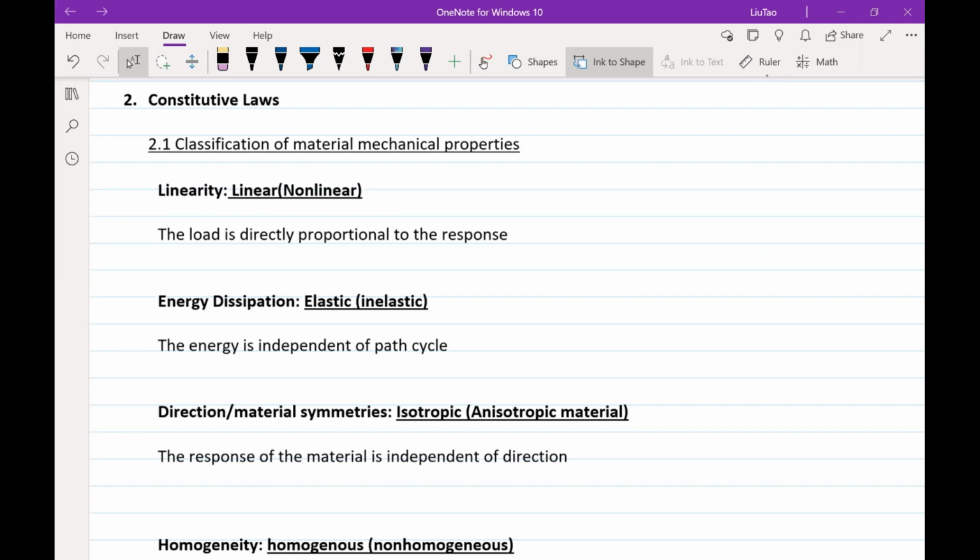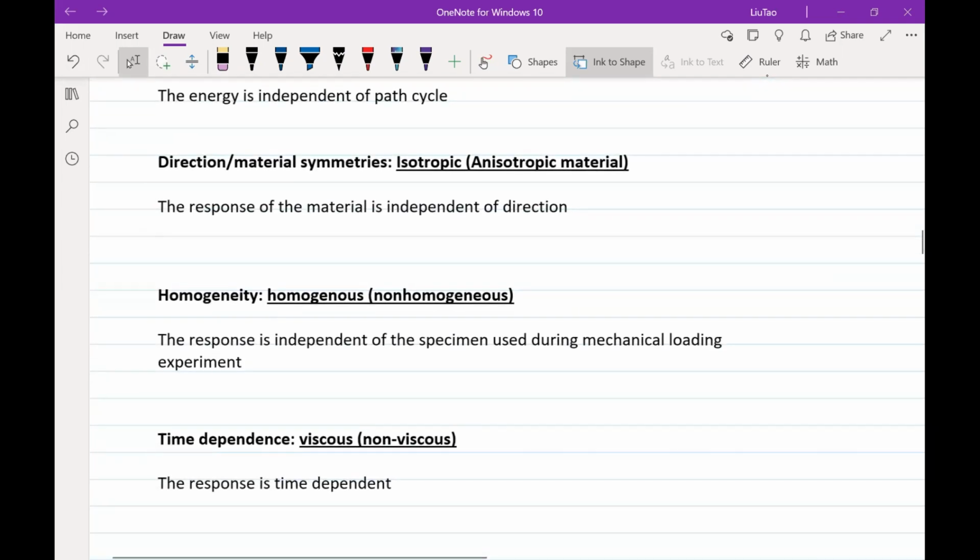Second, we can classify materials based on energy dissipation. Materials are elastic if the energy is independent of the path cycle, or inelastic if it's dependent on the path cycle. Third, using direction and material symmetries, we can further divide materials into isotropic and anisotropic. When the material's response is direction independent, then it's isotropic. When the response is direction dependent, then it's anisotropic.